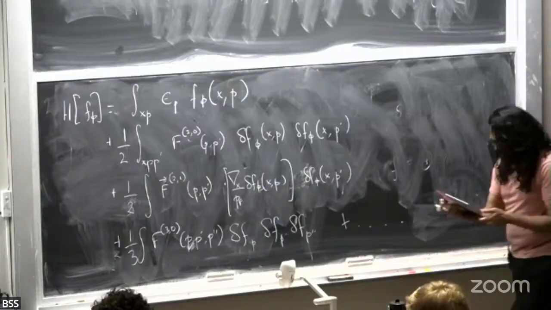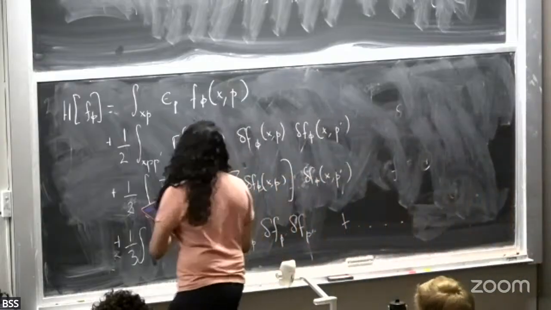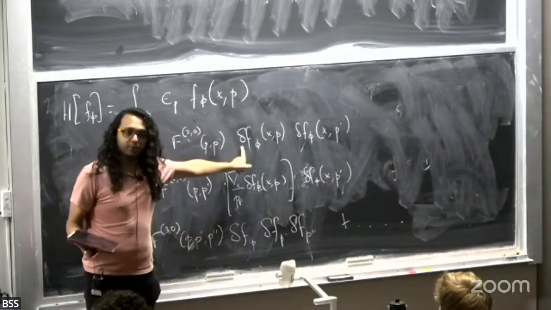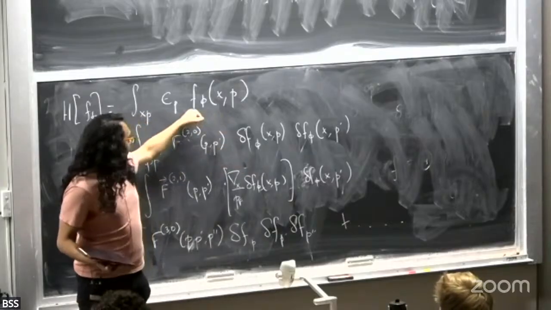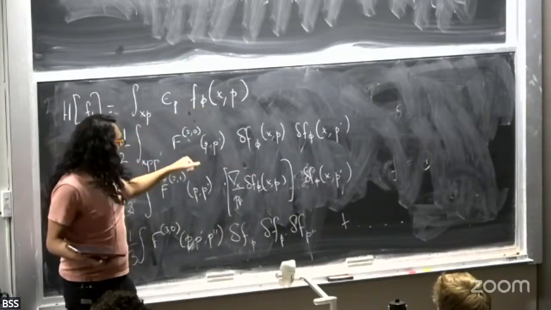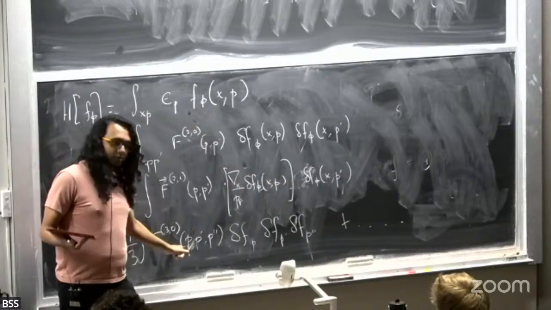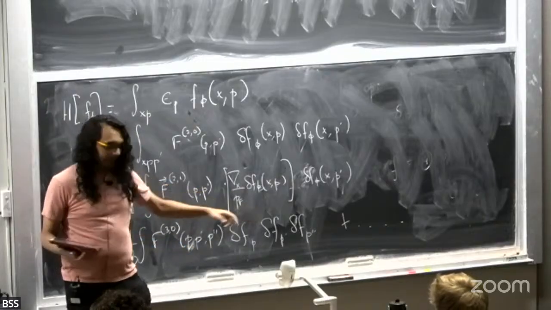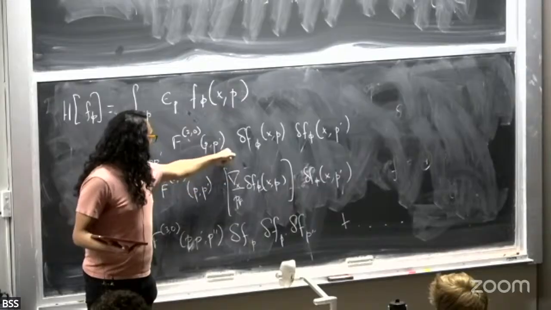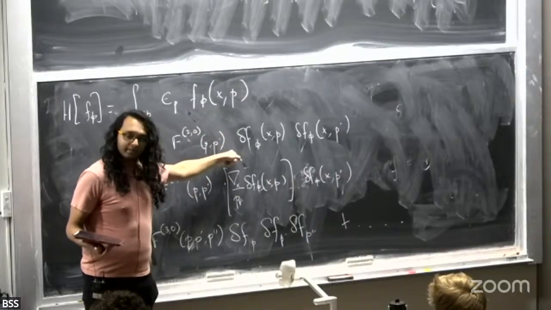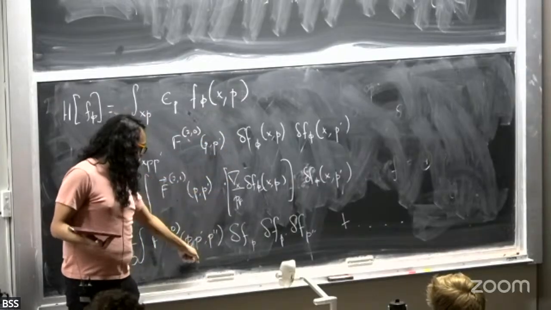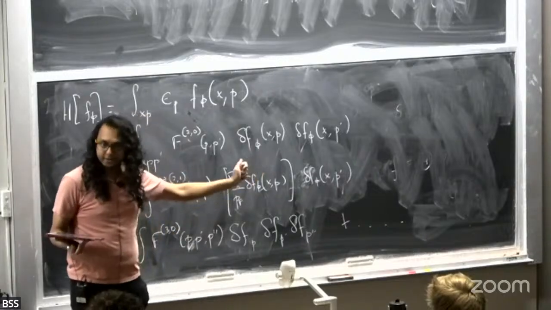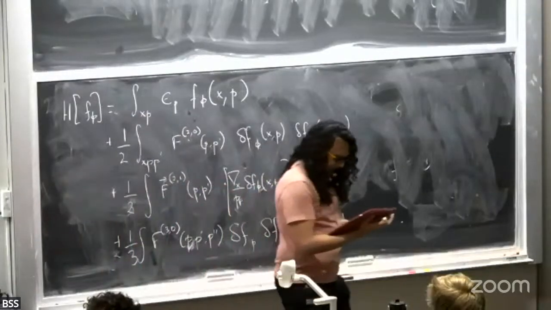So this expansion, as I mentioned, is organized first in fluctuations. So this is a term linear in fluctuations. These two are quadratic in fluctuations. This is cubic in fluctuations, and so forth. And then secondly, in gradients. So both of these are local. This is first order in gradients. This is local. And then there will be higher gradient terms at every level.